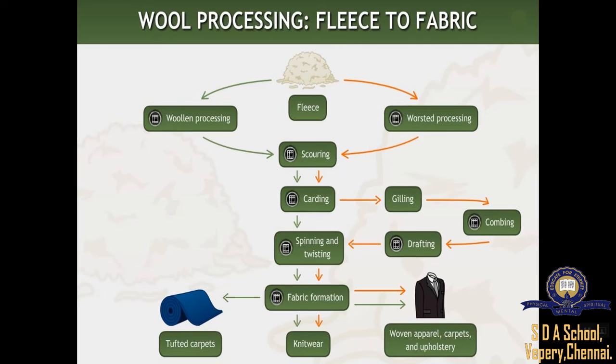Wool processing, fleece to fabric. Once we take the fleece, it will be processed into woolen processing and worsted processing. Both go into scouring. Scouring is followed by carding, carding by gilling, gilling by combing, and combing by drafting. Drafting leads to spinning and twisting. Carding also leads directly to spinning and twisting. Afterwards we get fabric formation. In the woolen process, tufted carpets are made. In the worsted process, we get woven apparel.